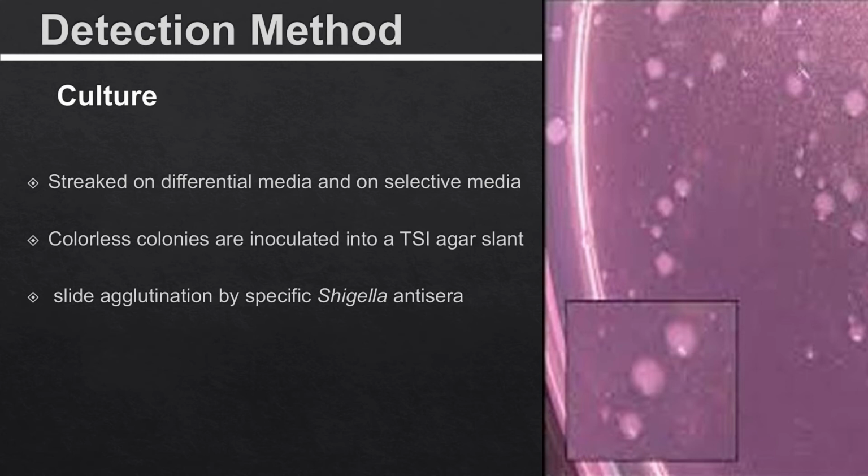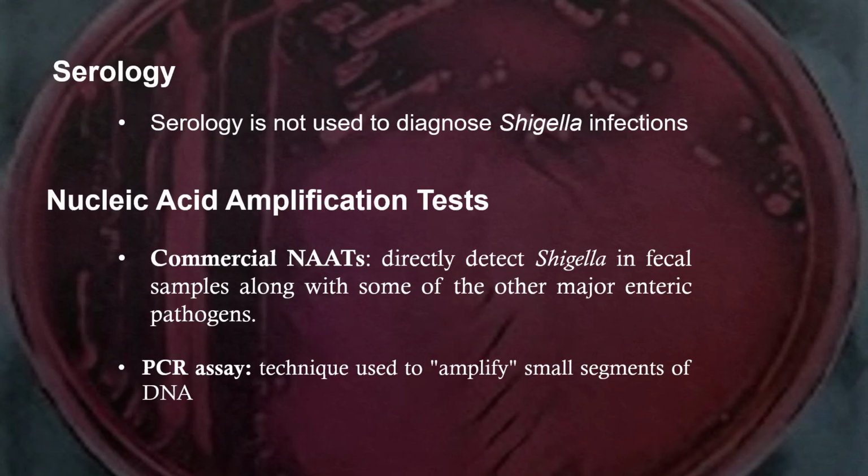Colorless colonies are inoculated into a TSI agar slant. Non-motile organisms that fail to produce hydrogen sulfide, that produce acid but not gas in the butt and an alkaline slant in TSI agar medium should be subjected to slide agglutination by specific Shigella antisera. Serology is not used to diagnose Shigella infection.